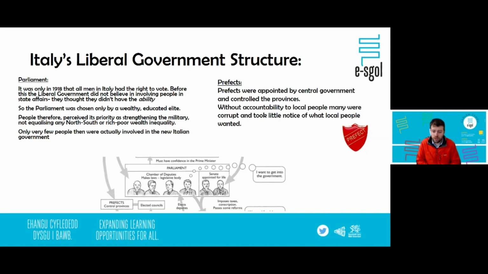So what it meant was there was a fair amount of corruption, and they often took very little notice of what the local people wanted. They didn't feel they needed to please those local people in order to rely on their job the next time the election came around, because they weren't elected.